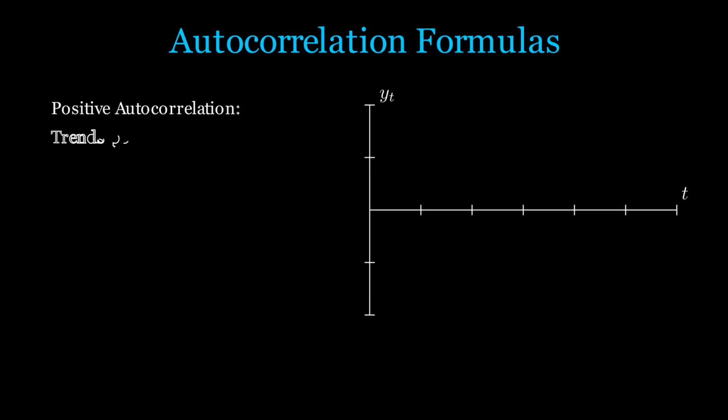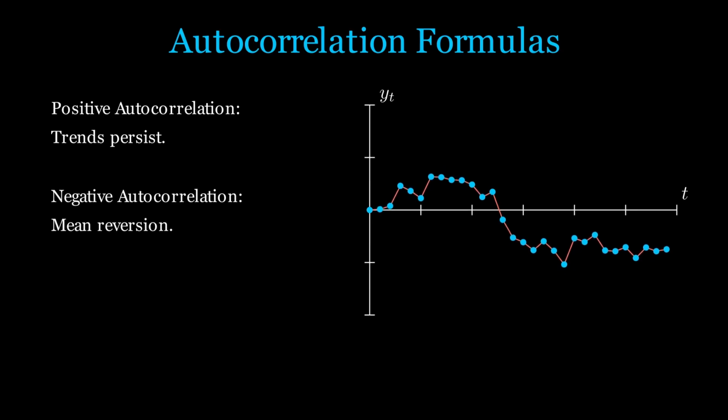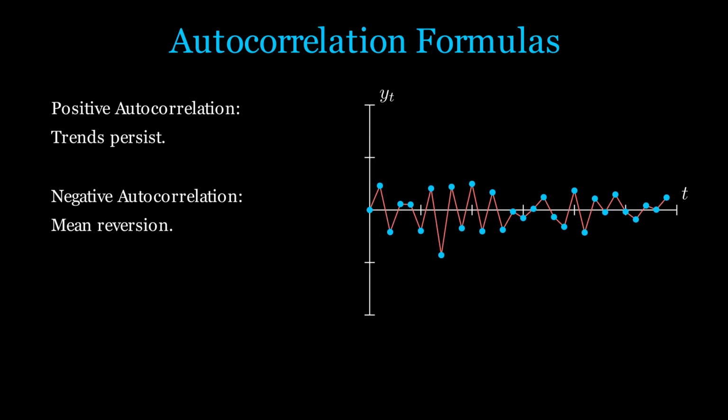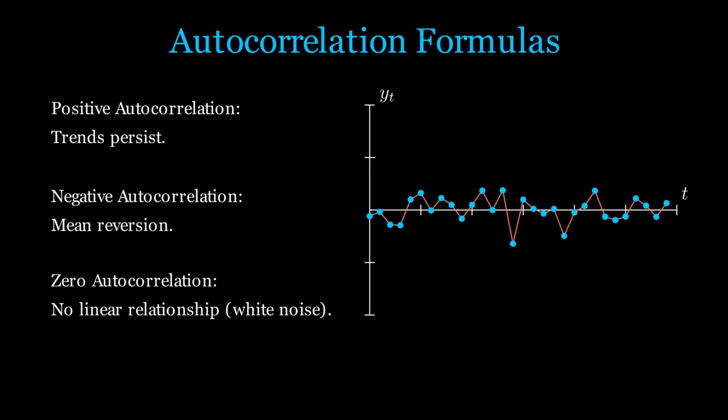First, a positive autocorrelation indicates persistence. If the series has a high value now, it is likely to remain high in the immediate future. Second, negative autocorrelation suggests mean reversion. If the value is high at time t, it is likely to be low at time t plus k, resulting in a zigzag pattern. Lastly, zero autocorrelation implies there is no linear relationship over time. The series behaves essentially like random white noise.